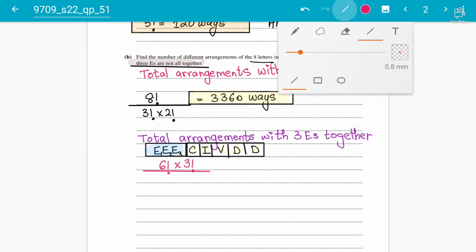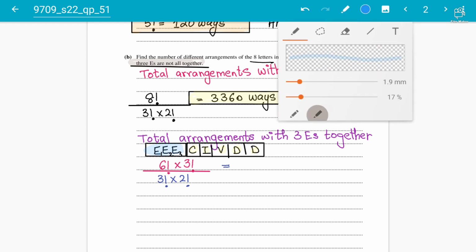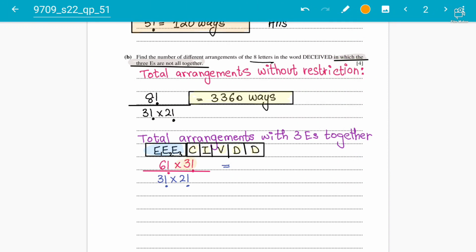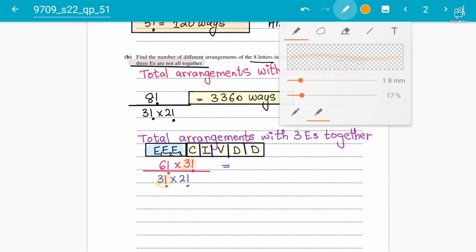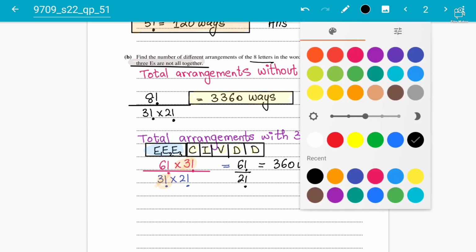And then you divide this by the repetition, so you divide by 3 factorial for the 3 E's and 2 factorial for the 2 D's. This 3 factorial with 3 factorial will cancel out, and we are left with 6 factorial divided by only 2 factorial. That is going to be my answer. So here we go, students. 6 factorial divided by 2 factorial is going to come as 360 ways. So this is the total arrangements that are possible with 3 E's together.